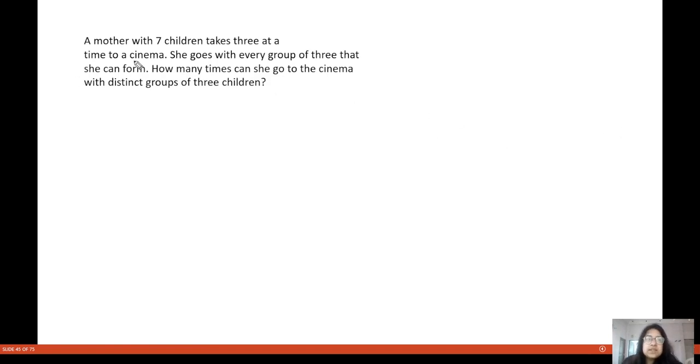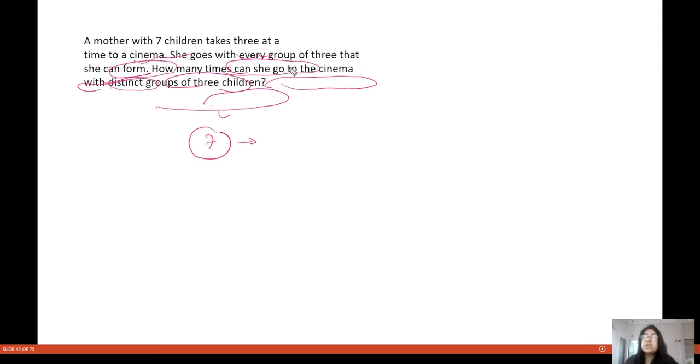It is saying a mother with 7 children takes 3 at a time to a cinema. She goes with every group of 3 that she can form. How many times can she go to the cinema with distinct group of 3 children? Okay. So basically there are 7 children and she takes 3 at a time to the cinema. She goes with every group of 3 that she can form. And how many times can she go to the cinema with distinct group of 3 children?